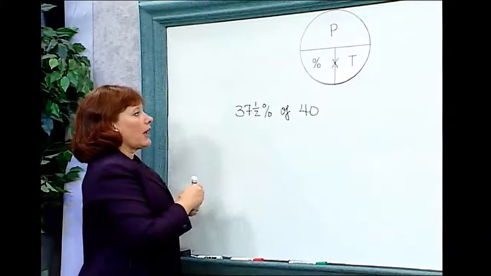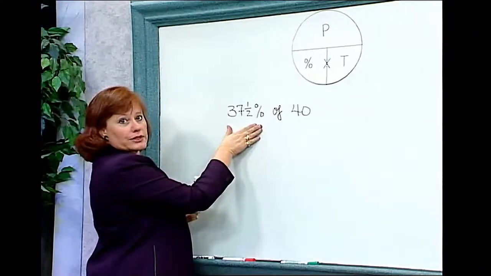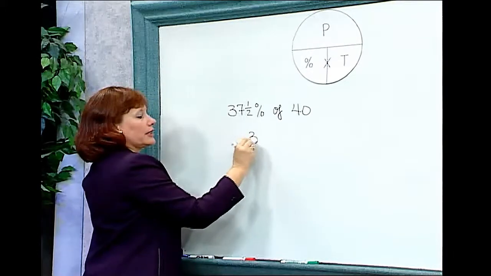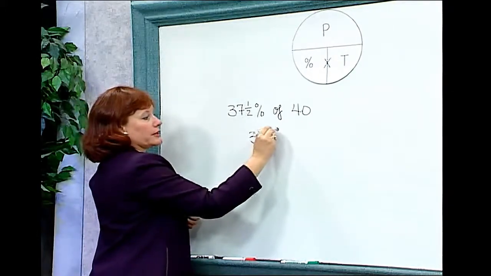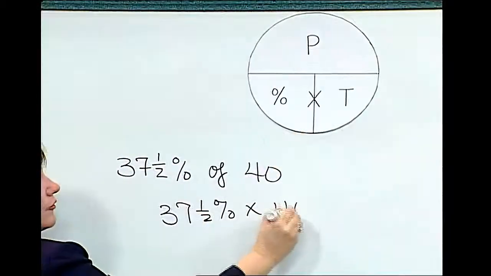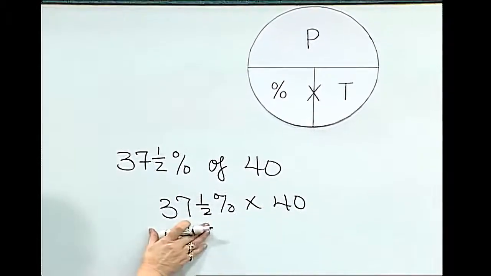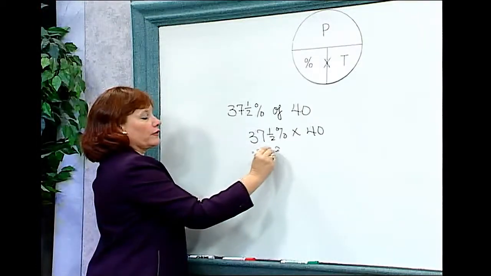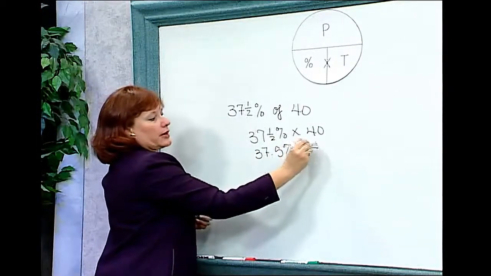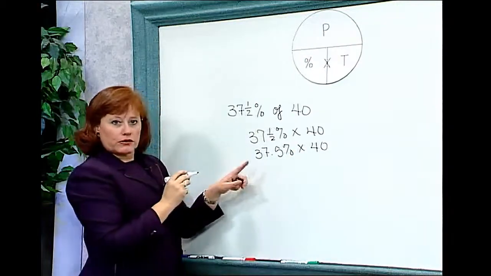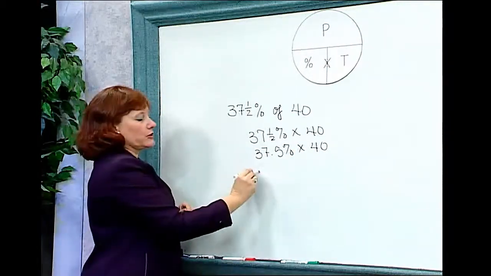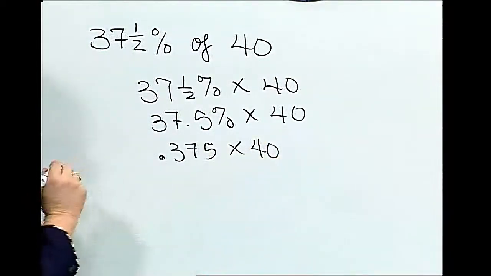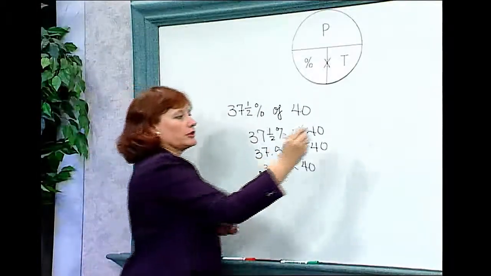So in this problem, I want to multiply 37.5%, the percentage, times 40, the total. I'll take 37.5% times 40. I want to be sure and change this to a decimal, so I'll change it from a percent all the way into a decimal, so I'll have 0.375 times 40.